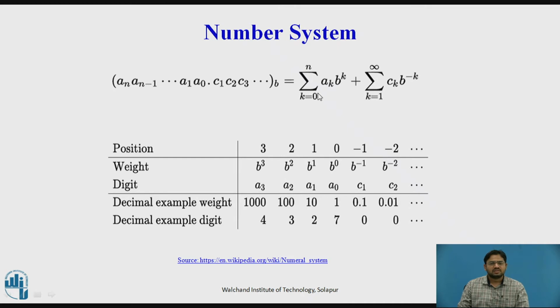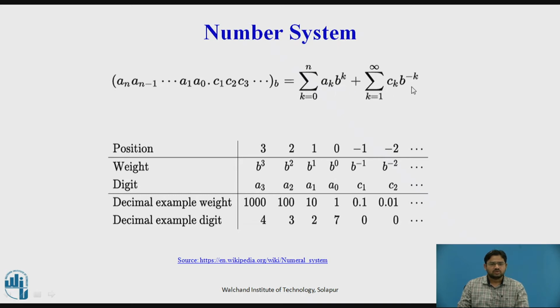You can write it as a summation of k from 0 to n. That means the part before the decimal point, you can write in terms of the summation of a_k multiplied by b raised to k, plus whatever is the part after the decimal point. We can write that as the summation of c_k multiplied by b raised to minus k. For the fractional part, you have to take a minus. So this base is 10 for the decimal number system, and 2 for the binary number system.